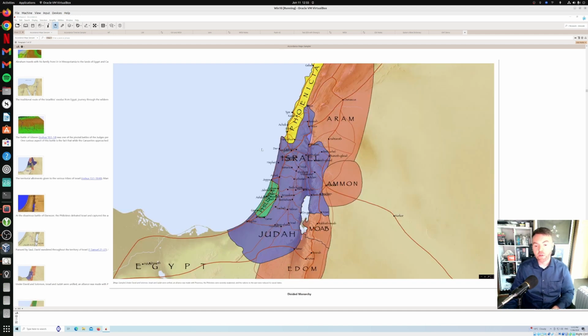Here we have the united monarchy of Israel. So after Joshua and the Israelites have settled in Israel, we have the period of Judges, where everyone basically does their own thing. But eventually the Israelites say, we want a king, we want a king. God says, I thought I was your king. The Israelites say, we want a king.